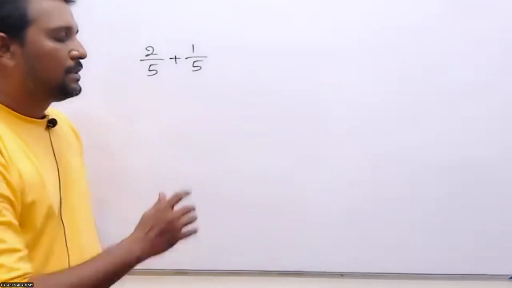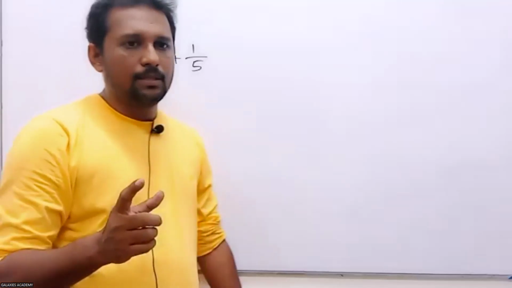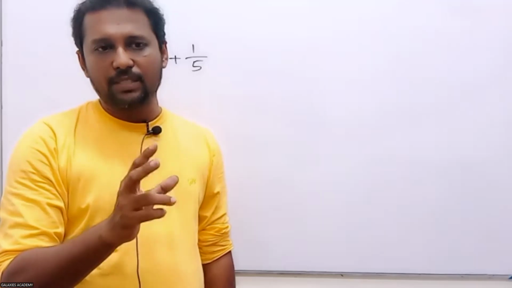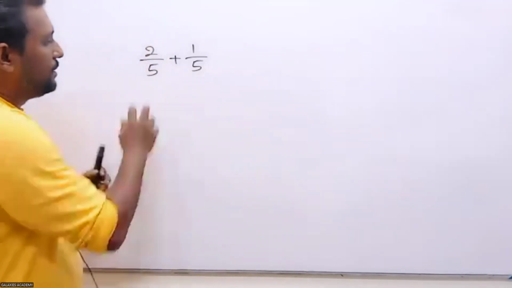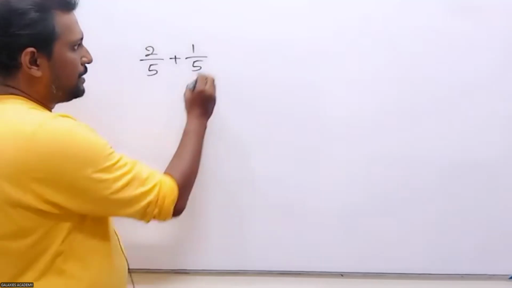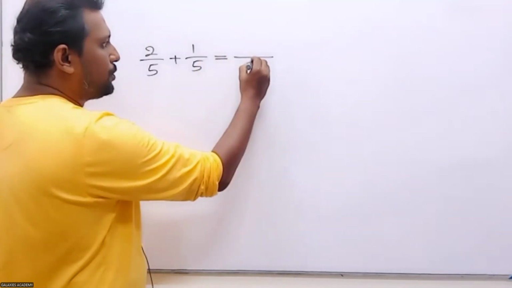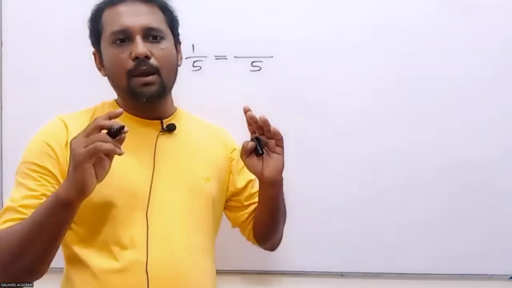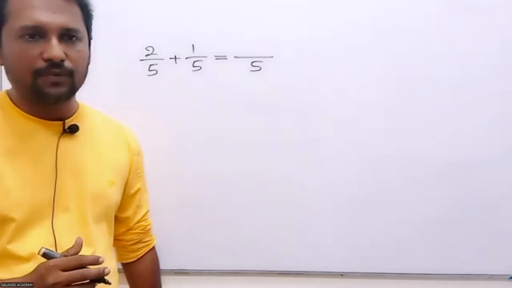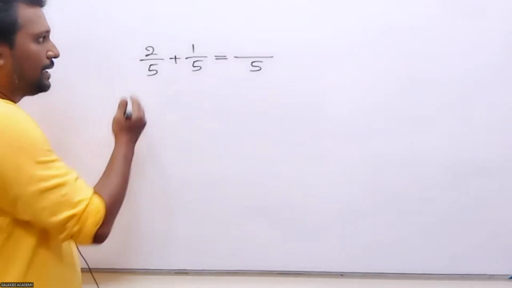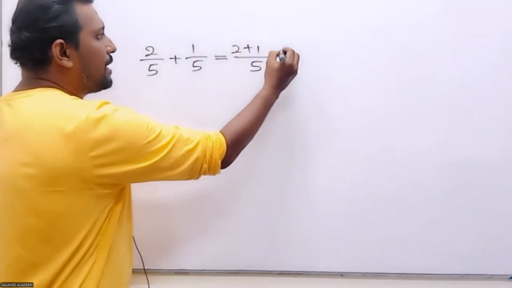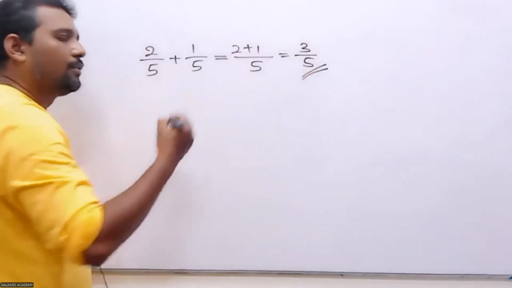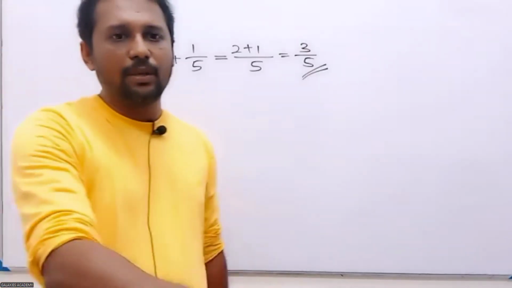Look, if you want to add two fractions, the denominators of the fractions should be equal. Then if the denominators are equal, your answer's denominator should be the same value, 5. What you have to do is add the two numerators of these two fractions. What are the two numerators? 2 and 1. You have to add 2 and 1. 2 plus 1 is 3. So what is the answer? 3 over 5.